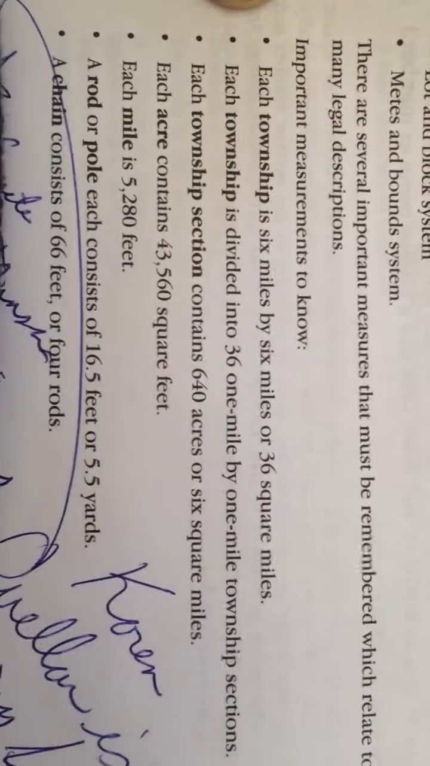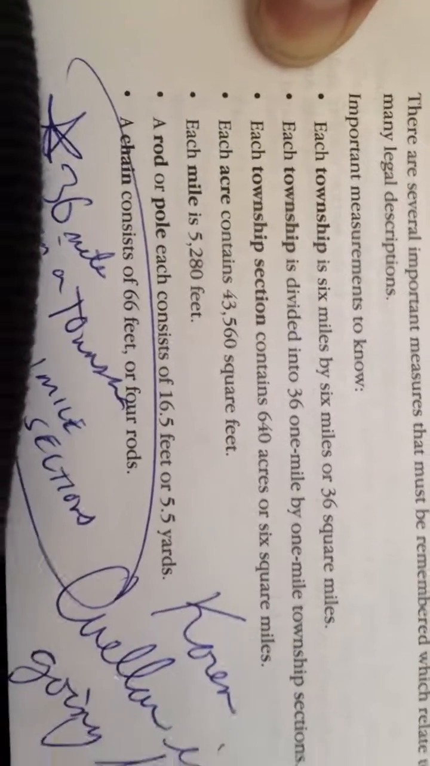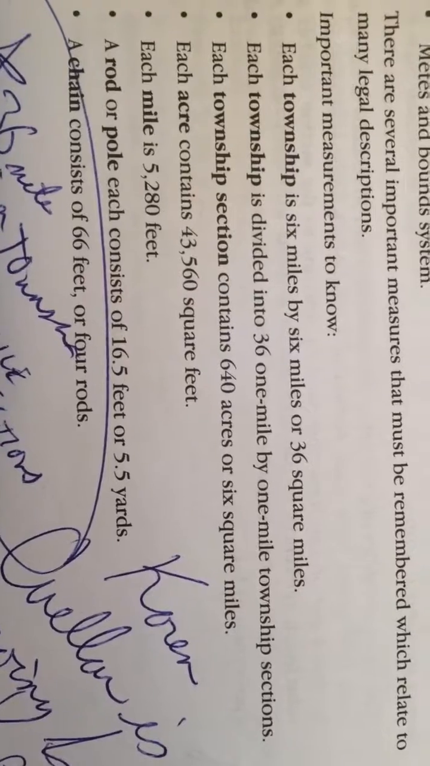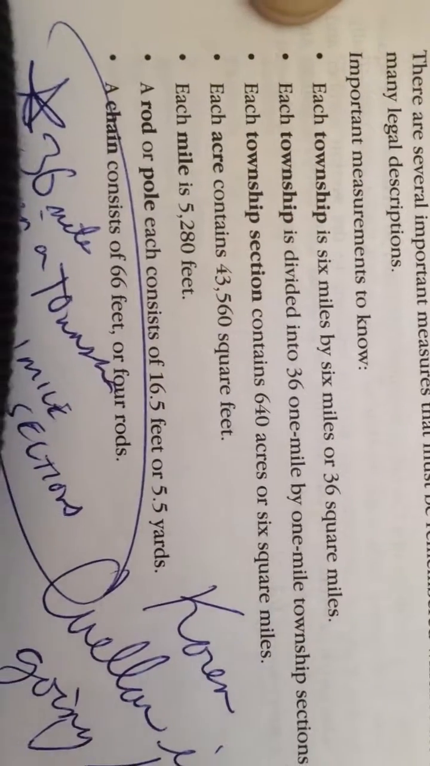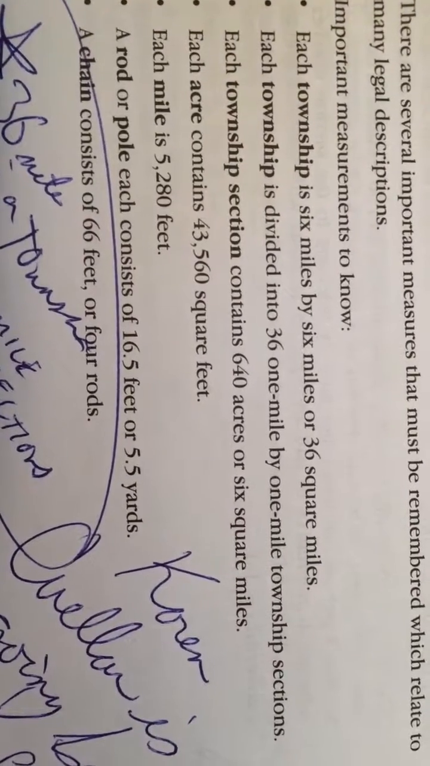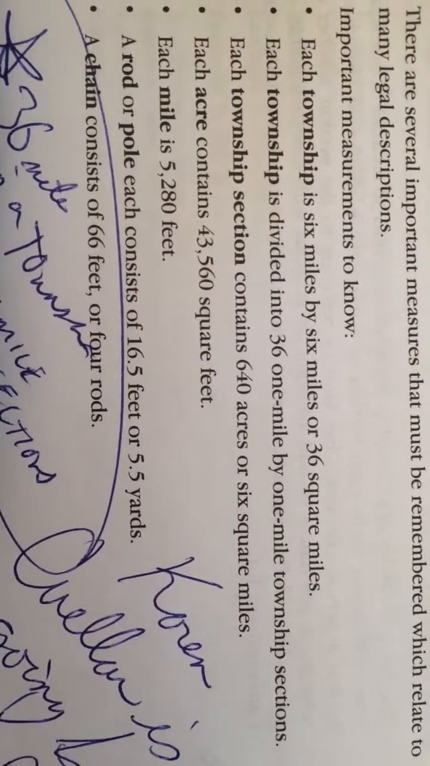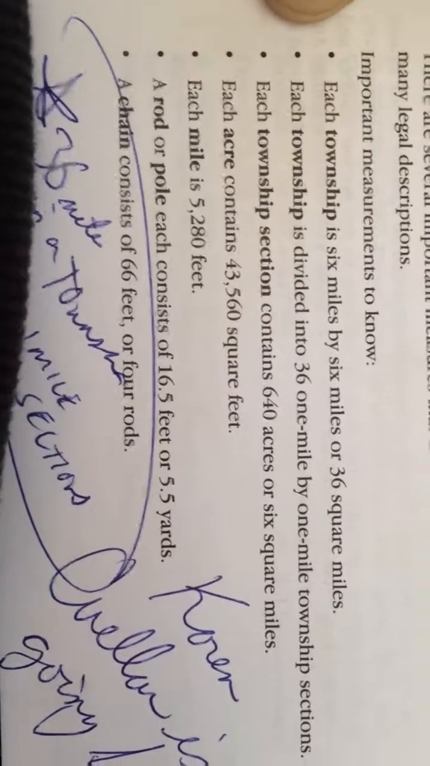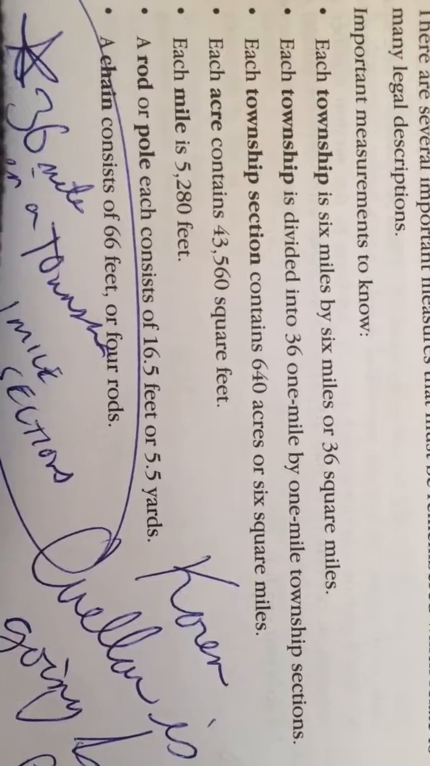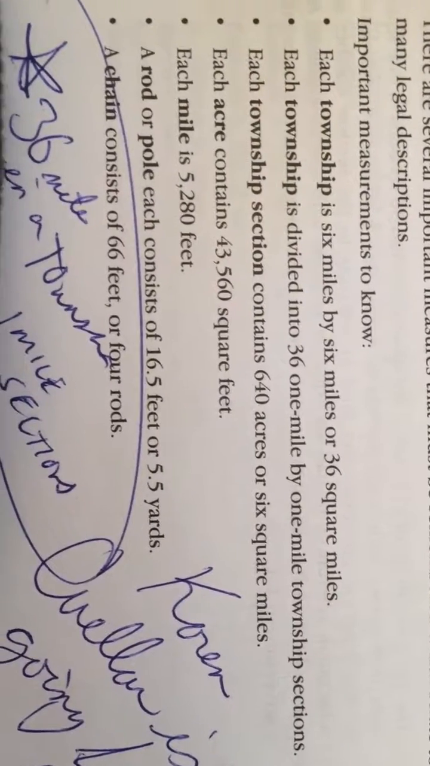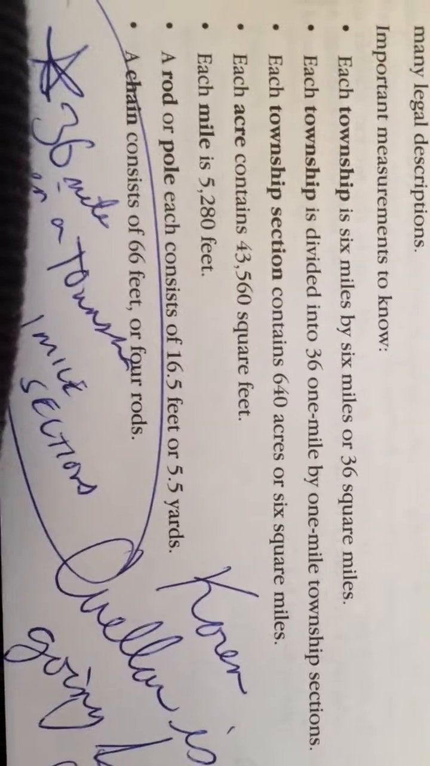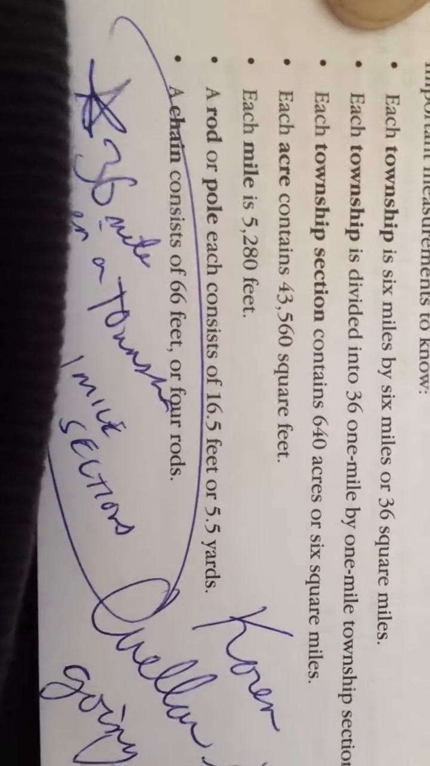Important measurements to know. Each township is 6 miles by 6 miles or 36 square miles. Each township is divided into 36 1 mile by 1 mile township sections. Each township section contains 640 acres or 1 square mile. Each acre contains 43,560 square feet.